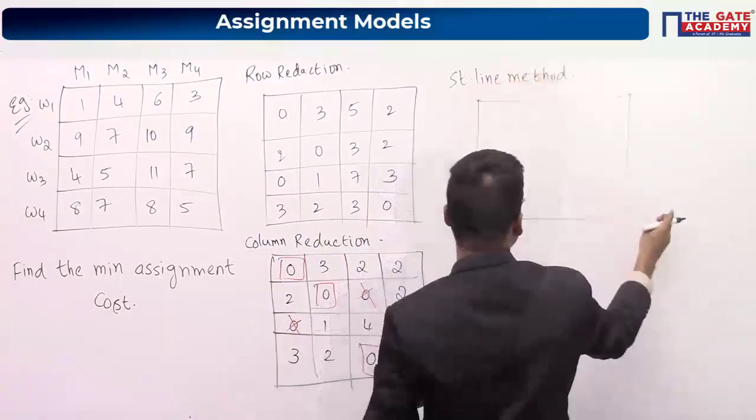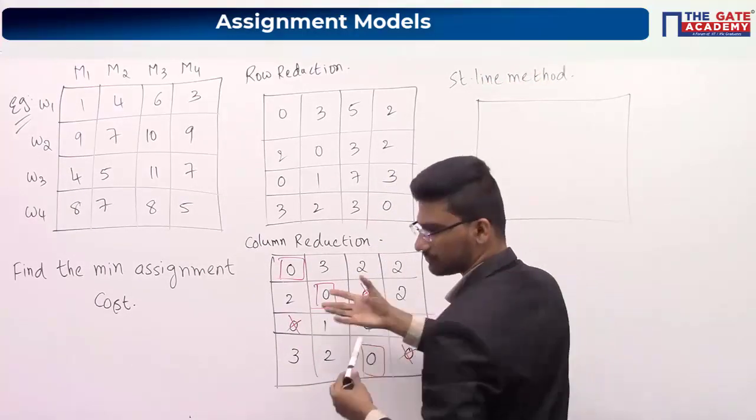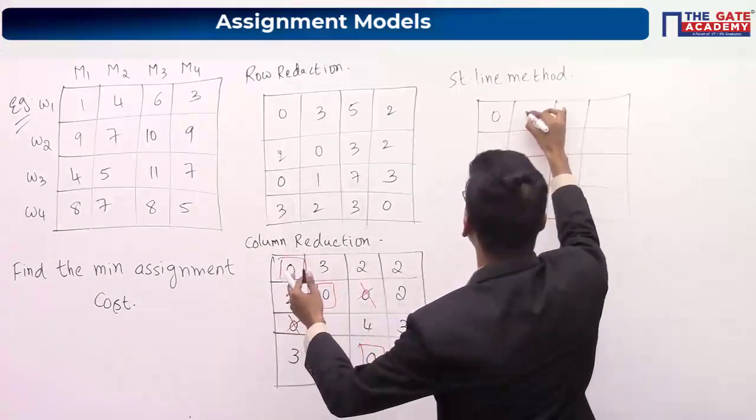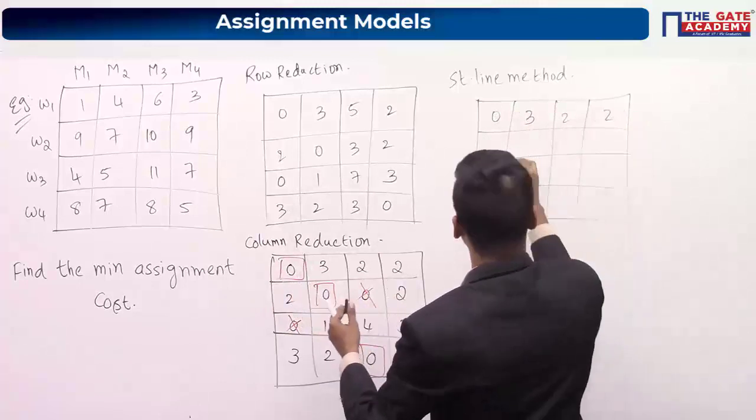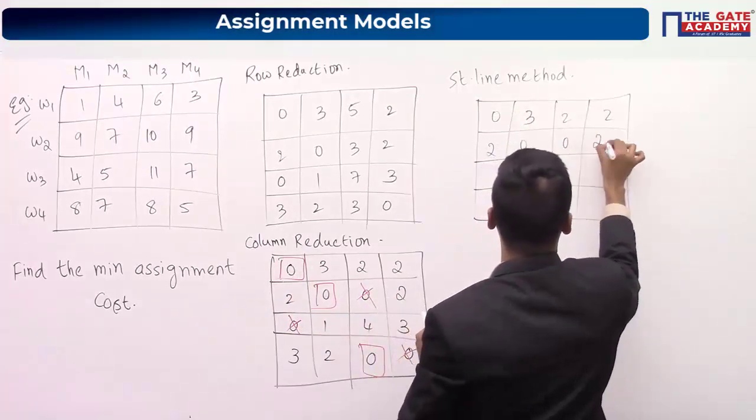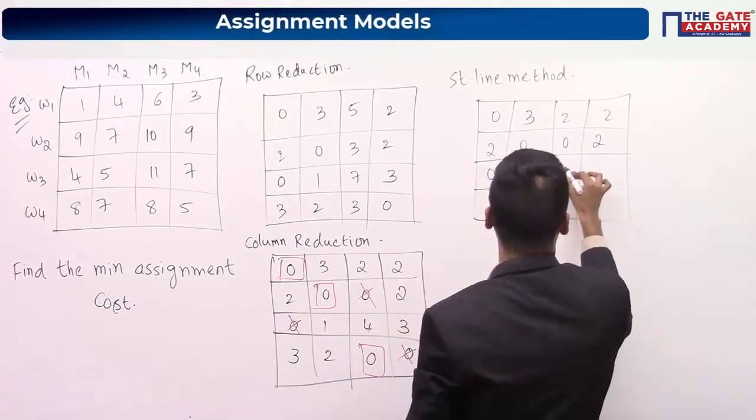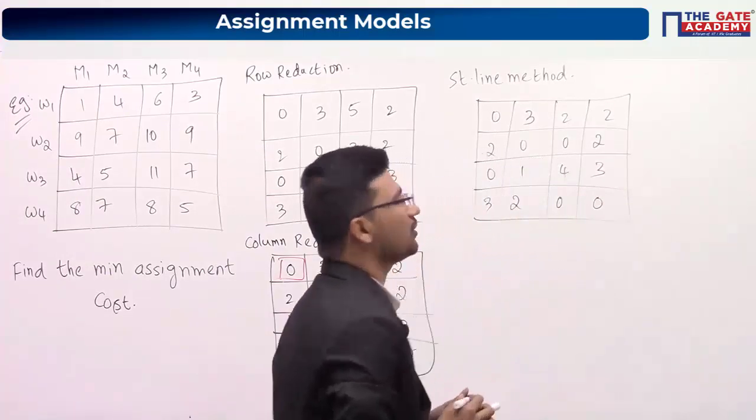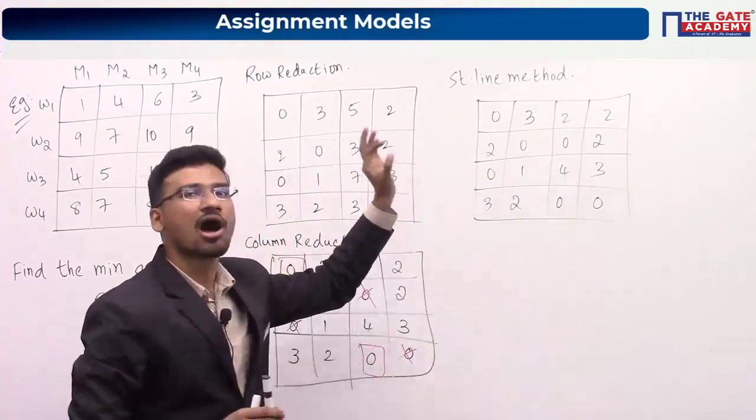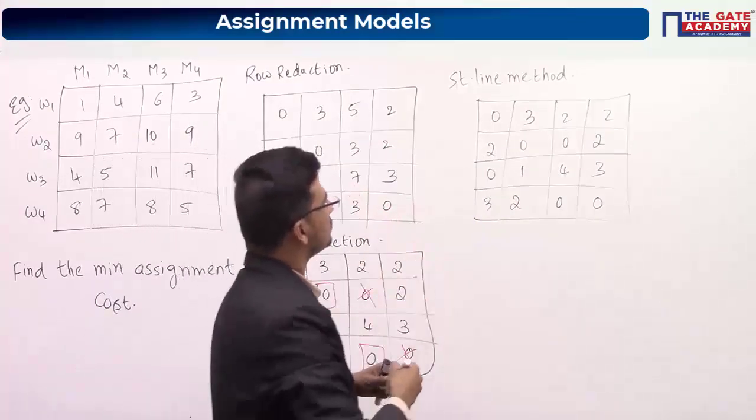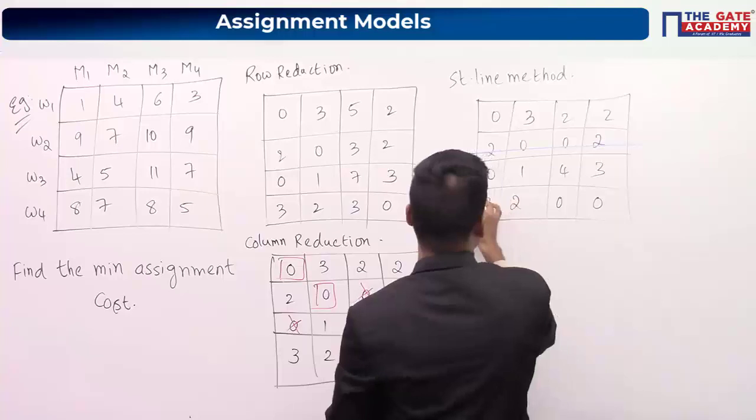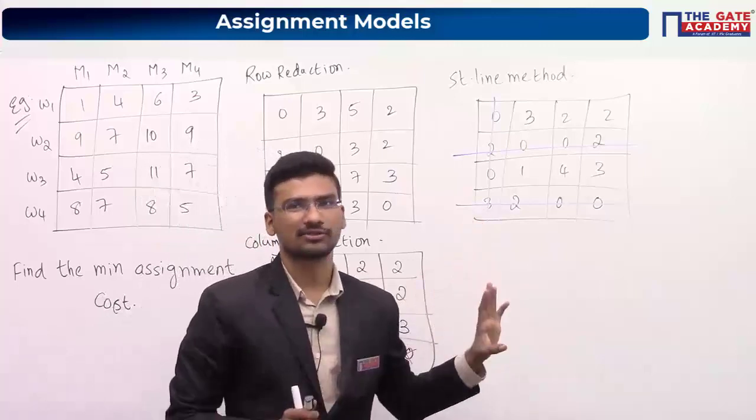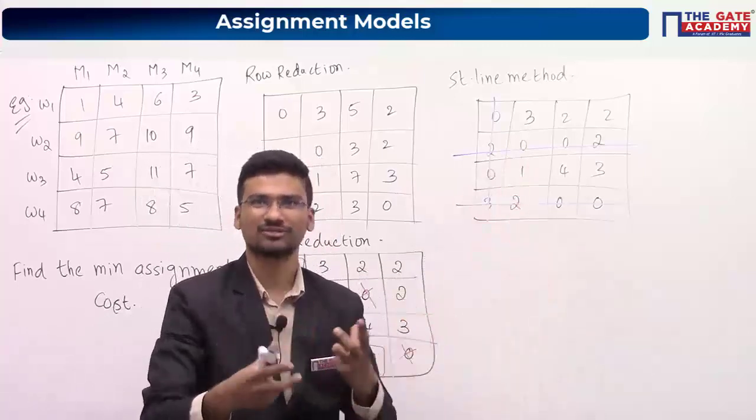Straight line method. I'm just taking the same matrix, or else let's continue here only. Same matrix I am repeating here: 0, 3, 2, 1, 2, 2, 0, 0, 2, 0, 1, 4, 3, and 3, 2, 0, 0. Now you have to use the minimum number of straight lines and cover all the available zeros. How can we do this? Maybe one straight line like this, one more and one more. So using 3 straight lines, we can cover all the zeros. I have done it very fast, but you have to check combinations.